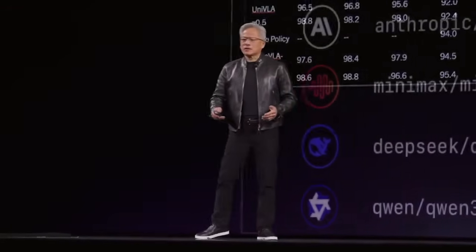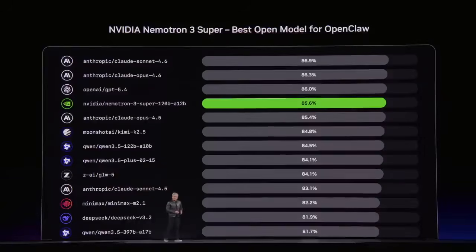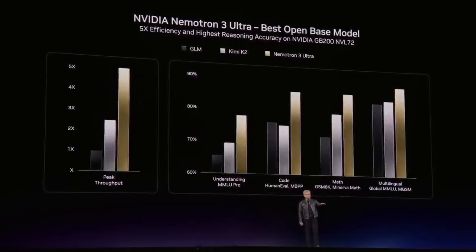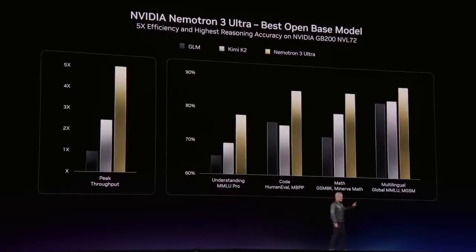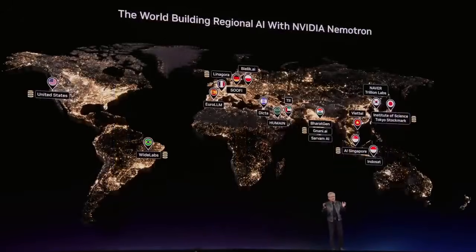And of course, one of the most important ones, this is Nemotron 3 in OpenClaw. Look at the top three. They are the three best models in the world. So we are at the frontier. It is also true that we want to create the foundation model so that all of you could fine-tune it and post-train it into exactly the intelligence you need. This is Nemotron 3 Ultra. It is going to be the best base model the world has ever created. This allows us to help every country build their sovereign AI. And we're working with so many different companies out there.